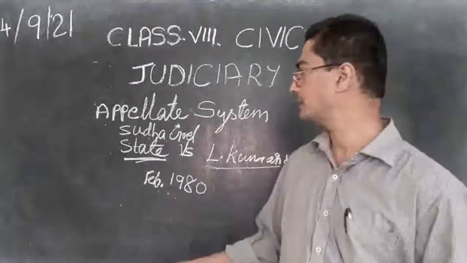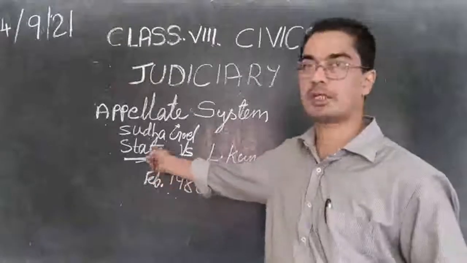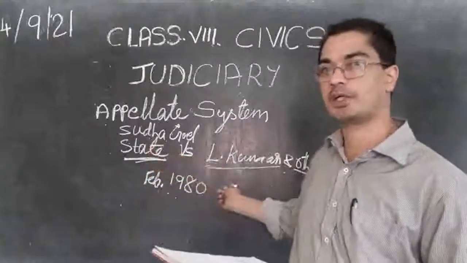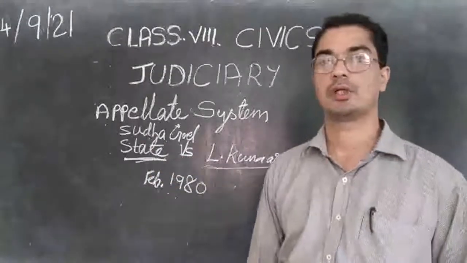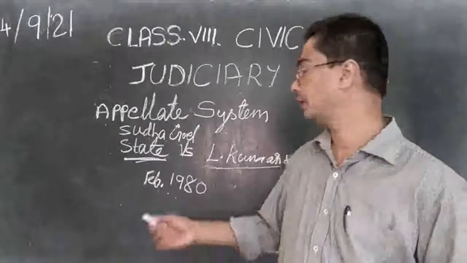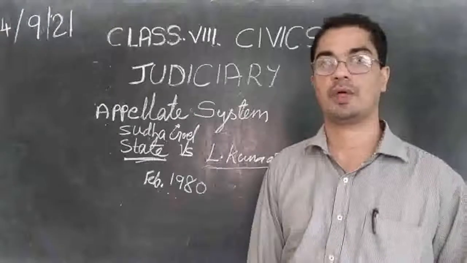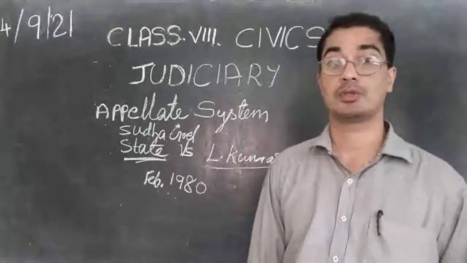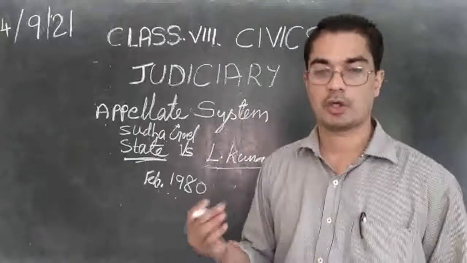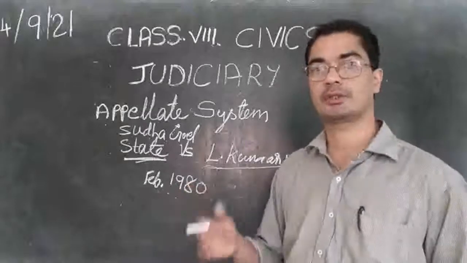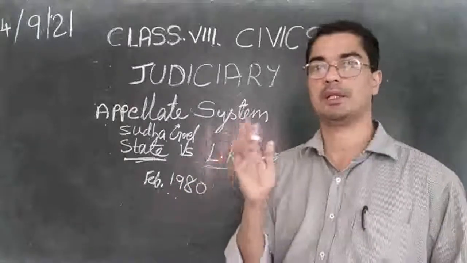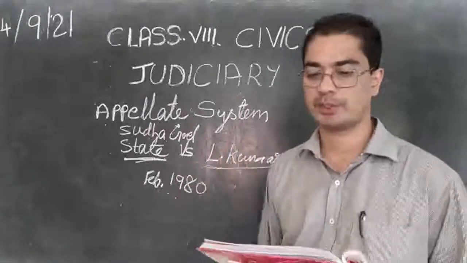So the court listened to the case of Sudha's party and Lakshman's party, and at the end the court understood that Lakshman had tried to kill her. So the court convicted them. Convicted means made them guilty. You are guilty. You have to take punishment.